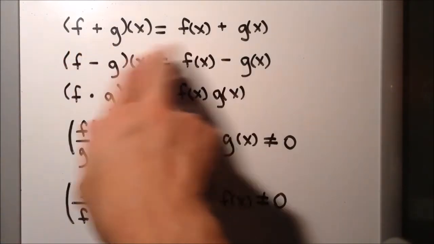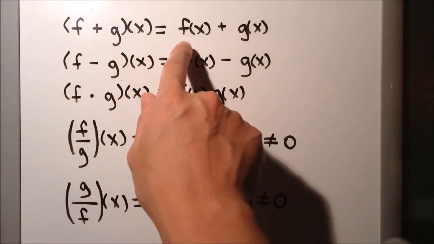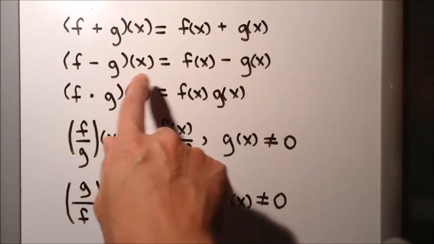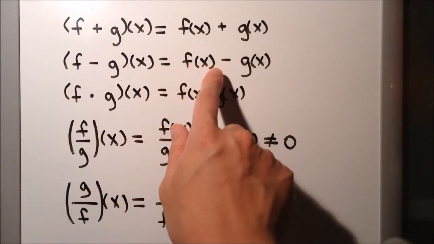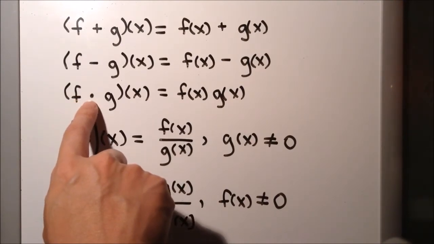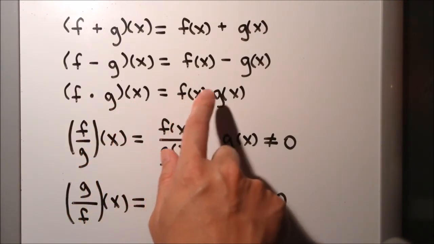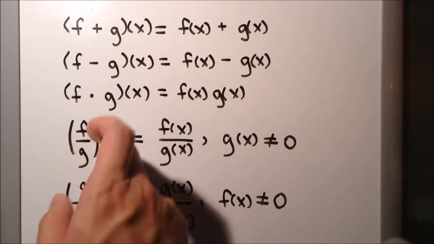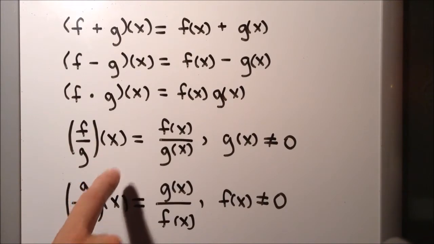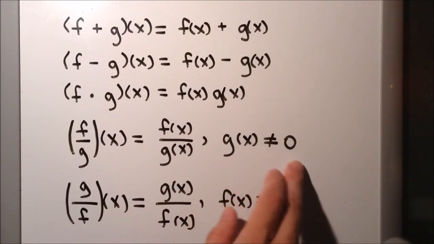So, in the first one, f plus g of x just means that you're going to have f of x added with g of x. F minus g of x will equal f of x minus g of x. And then right here, look closely, it's a dot. So f times g of x means f of x times g of x. Now these two here. This one, f divided by g of x, means that f of x will be divided by g of x, where g of x does not equal 0.